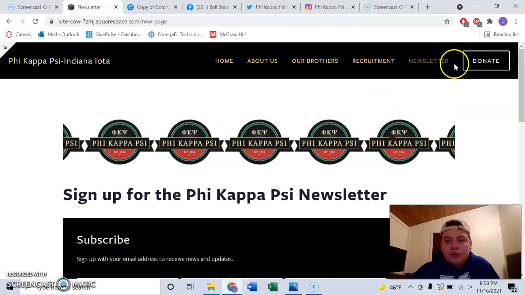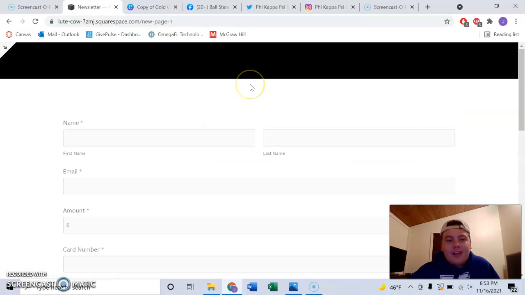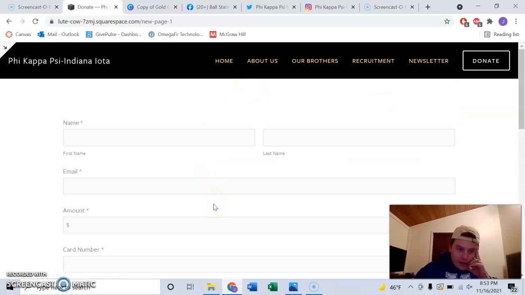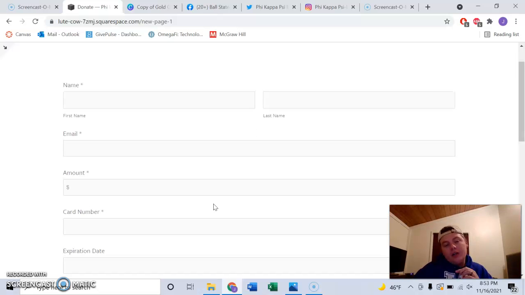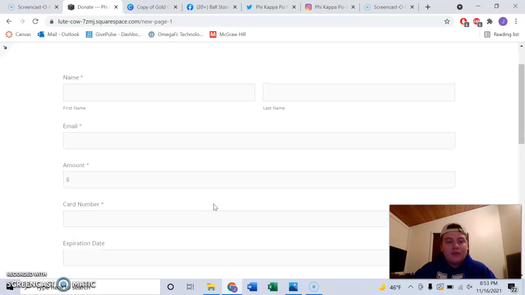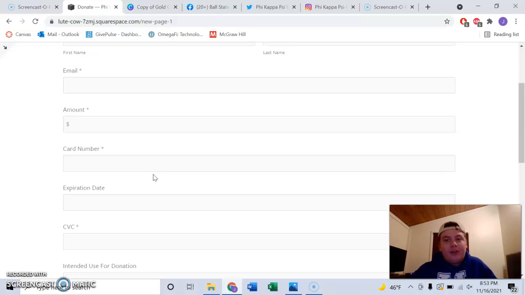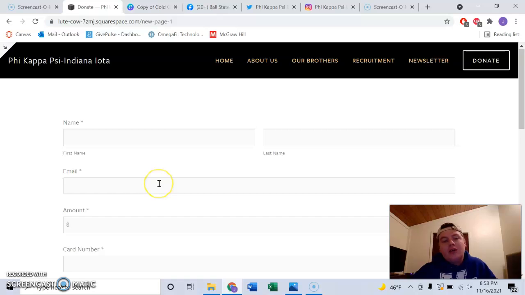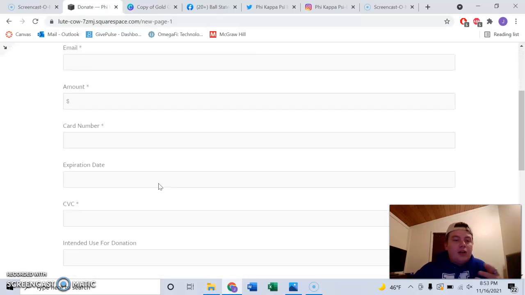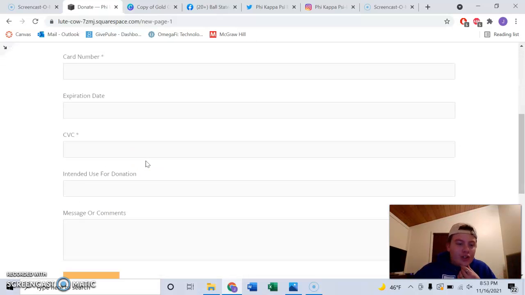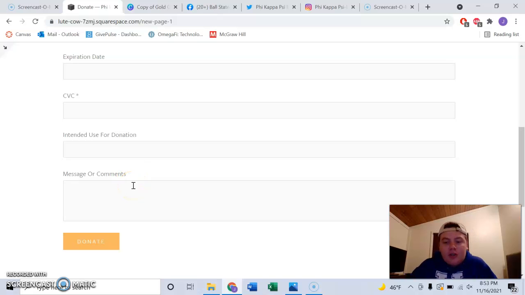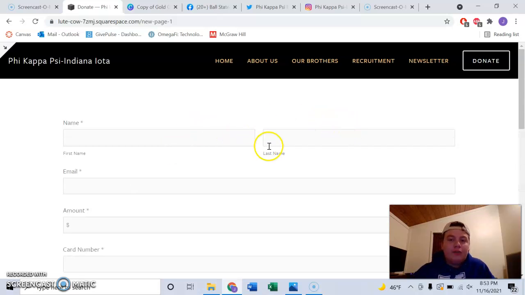And this is the last thing. This is kind of just a placeholder for right now because I still am working out the kinks of getting this connected to our actual bank account. But the form I'm going to have for donations is going to look something like this. Obviously, name, the amount, and they go through all the card information. And then I also just want to leave an option for the intended use of the donation, because a lot of alumni like to be able to direct where their funds are going.